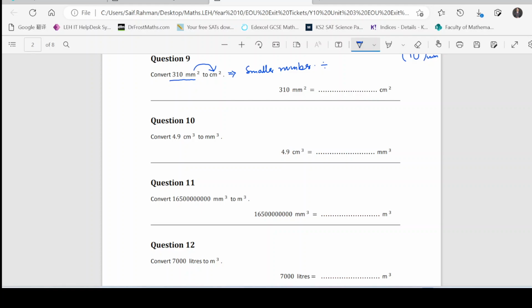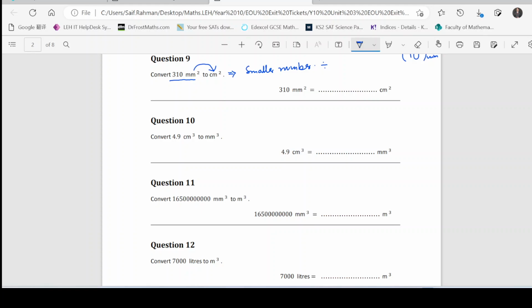No, we get 3.1, because 10 square is 100. That gives us 310 divided by 100. Right? So we have to move the decimal two steps, 1, 2, so 3.1 centimeter square.